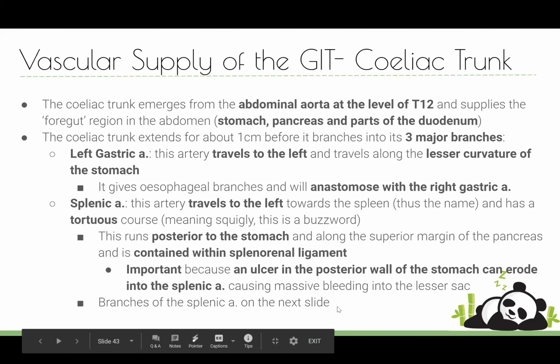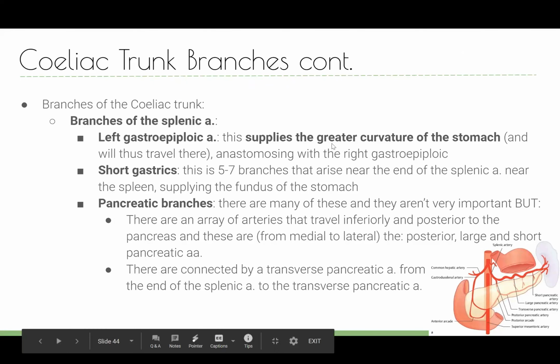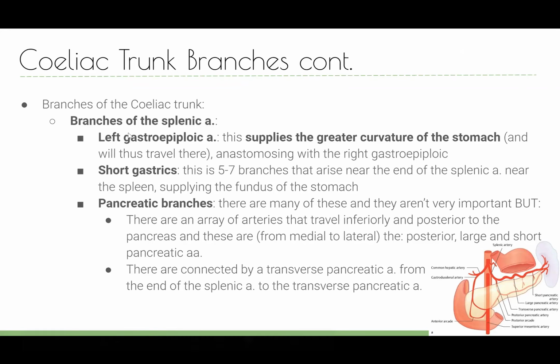And then these are branches of the splenic artery. The gastroepiploic, also known as the gastromental, will supply the greater curvature of the stomach and will also anastomose with the right gastroepiploic artery, which I'll also talk about in a sec. The short gastrics are about 5 to 7 arteries that occur at the end of the splenic artery. They're not really important. They supply the fundus of the stomach, which I'll also talk about later.